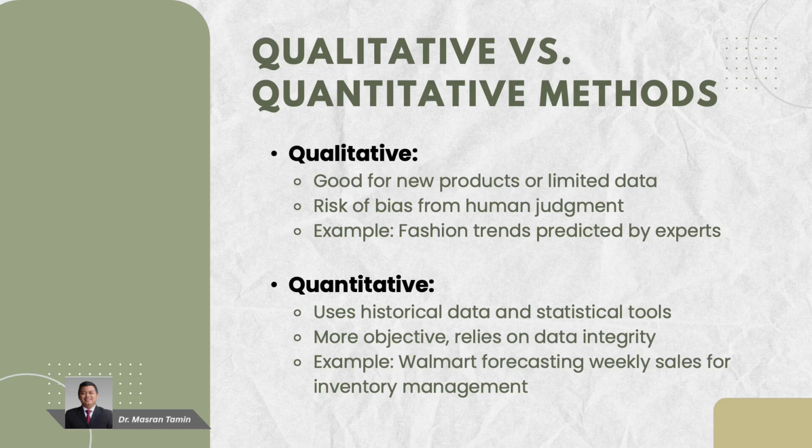Quantitative methods use data-driven analysis, which is more objective. This includes time series analysis, regression models, or trend projection. For instance, Walmart uses massive data sets to forecast weekly product demand. However, the quality of the forecast depends heavily on data integrity. Poor or incomplete data can lead to wrong predictions. So, accurate data collection is key.